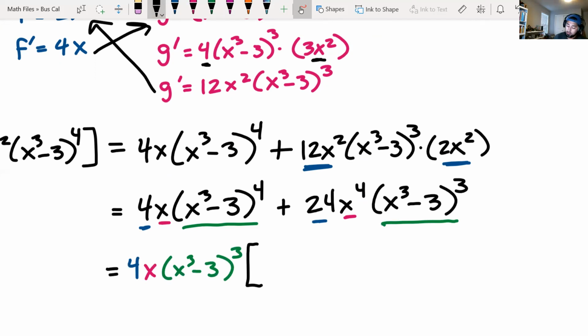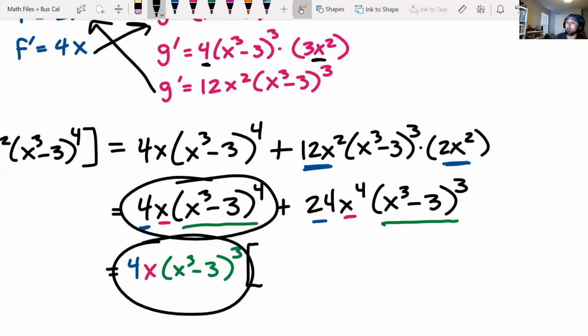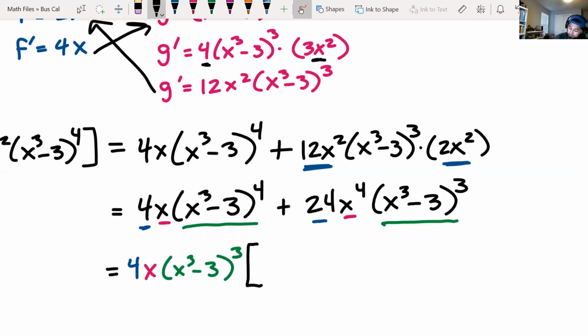And now we are taking this from here. What would that leave me with? Well, when you factor 4x from 4x, they'll cancel, right? Just one exponent, really. So you'll just be left with (x cubed minus 3). There you go. Good. Plus, now we do it again.